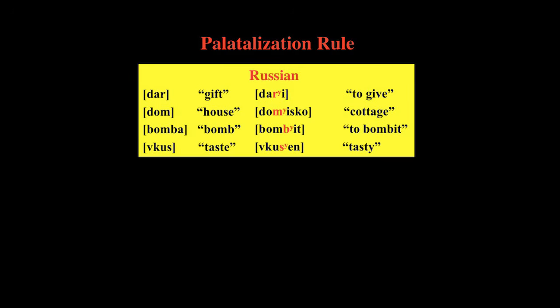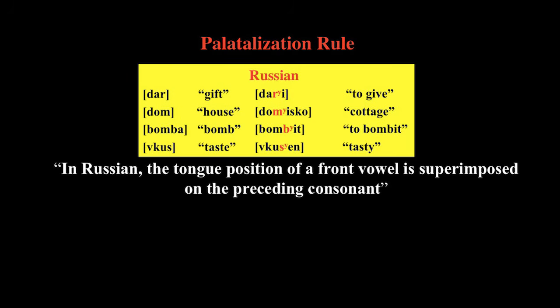Now, as a phonological statement, we say, in Russian, the tongue position of a front vowel is superimposed on the preceding consonant. In other words, consonants get palatalized whenever they are followed by a spread front vowel. Now, how can we change this into a phonological rule notation? We simply say a consonant becomes plus high, minus back, minus round whenever it is followed by a plus round vowel.